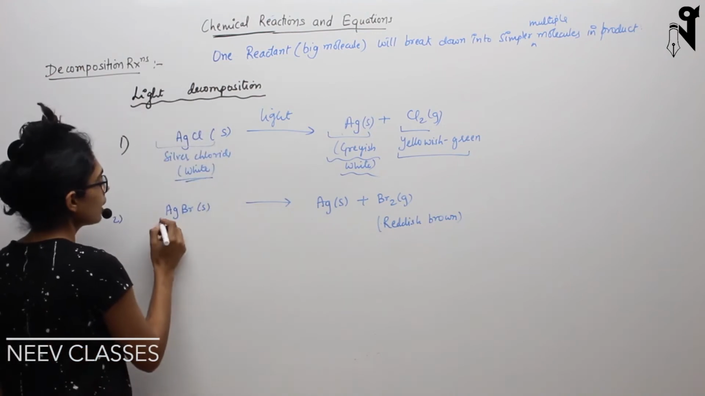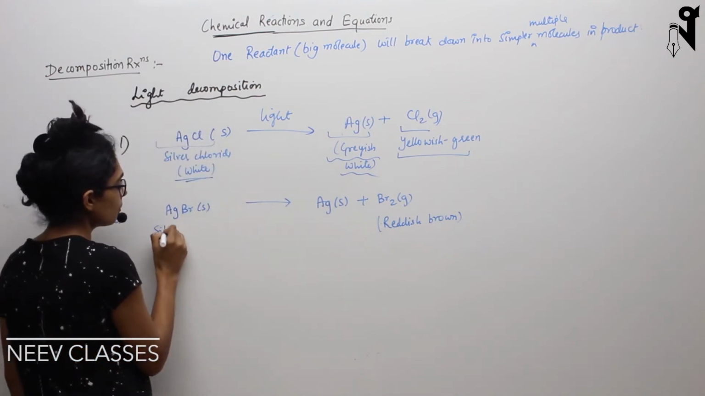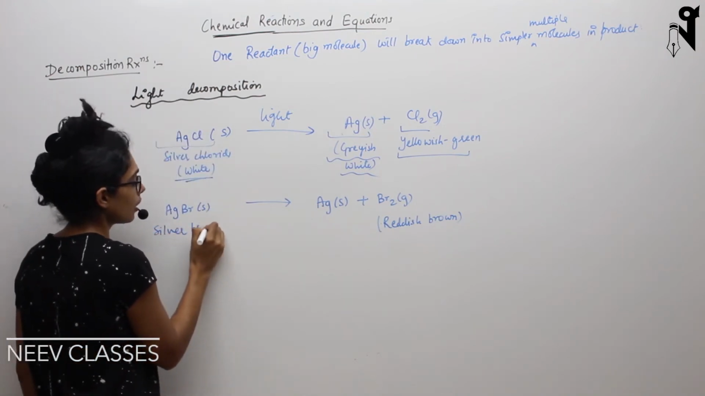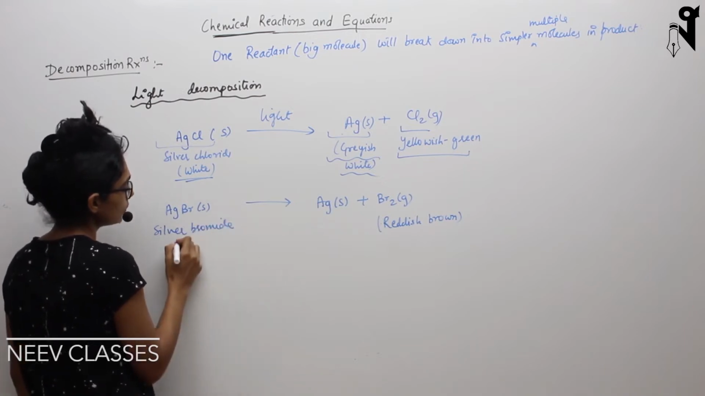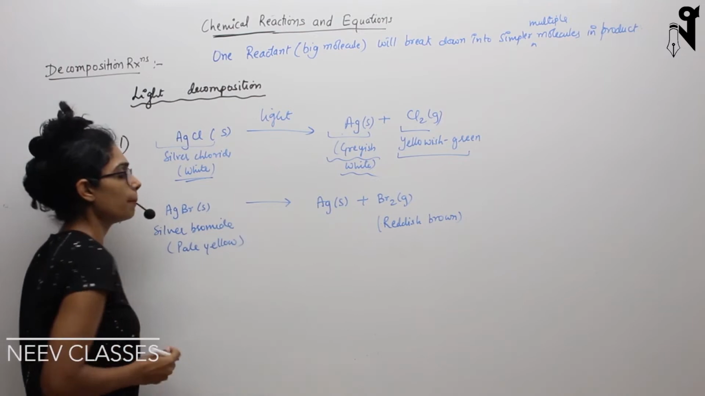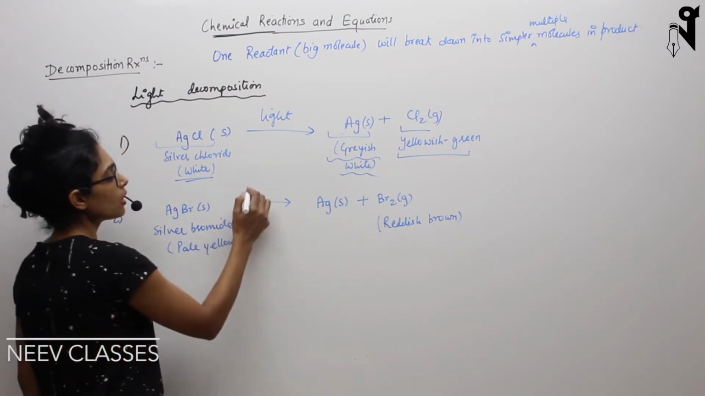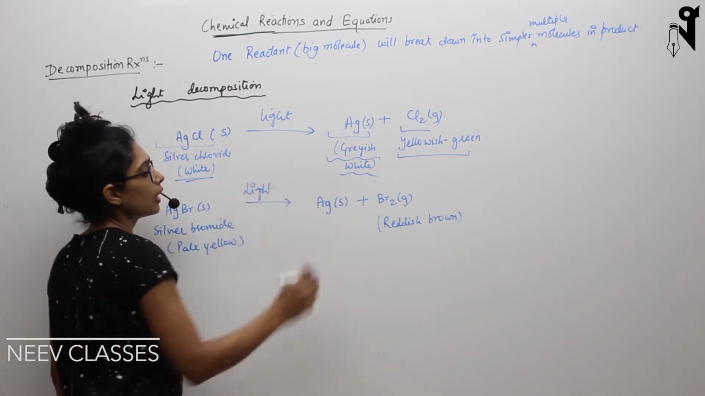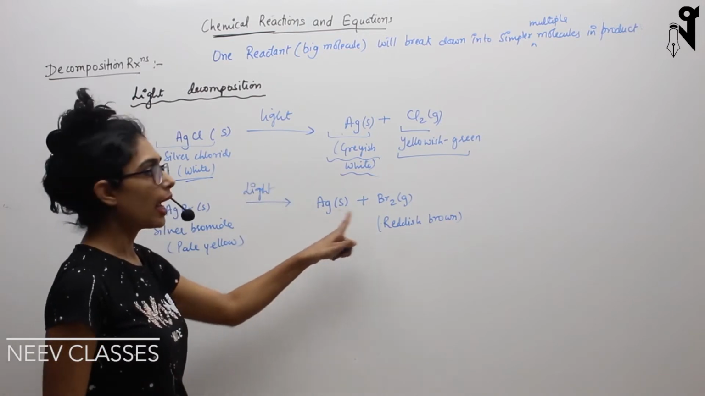Very similar to that, I can take AgBr, that is silver bromide, and this is a pale yellow color compound. So when this comes in contact with light, it will break down into again silver and bromine gas.